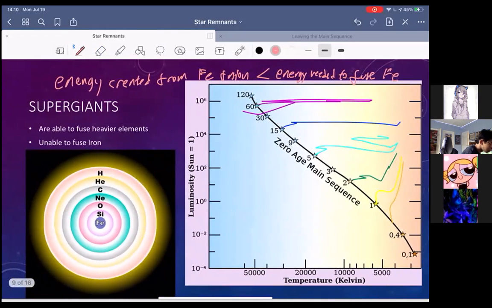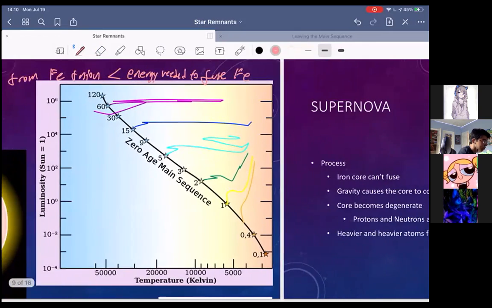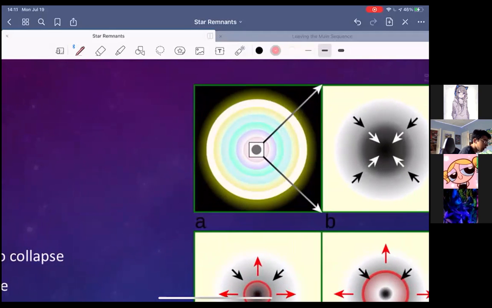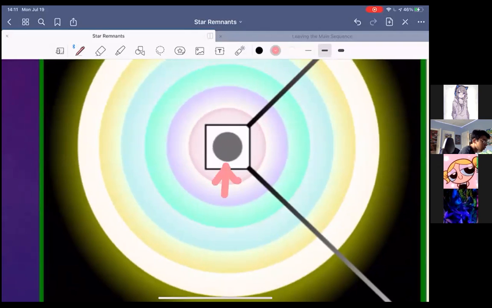And getting back on track, once we start to deposit iron at our core of our supergiant star, that's when we start to enter a supernova, right? This is also a process that we started to talk about last class, but now we're going to, again, go into more detail, right? So a supernova is created because you cannot fuse iron, right? So that's our iron core right there in the center.